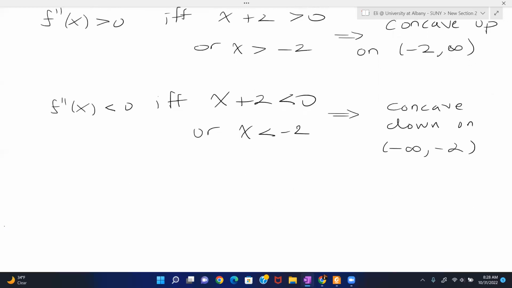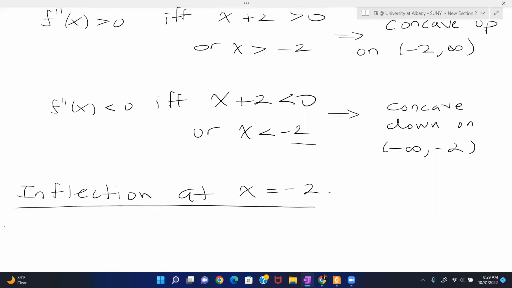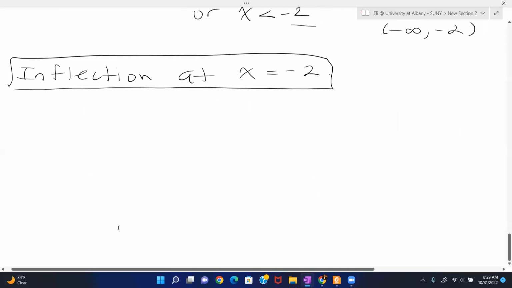So what this means is we have an inflection point. First of all, the second derivative is 0 when x is equal to -2. So we have an inflection point at x = -2. This is where it changes concavity. Remember, concave up means that the tangent lines lie above the curve, and concave down means the tangent lines lie below the curve. All right, so let's try putting all this together.